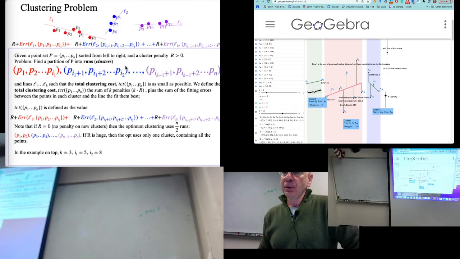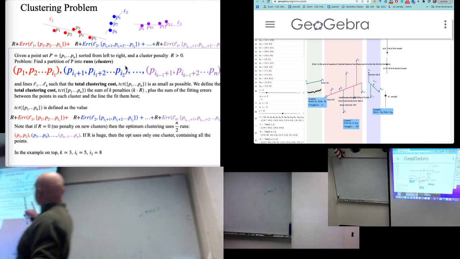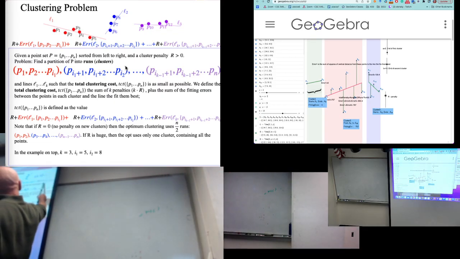Okay, so any questions about the definition of the problem? So the problem is, given our set of points sorted from left to right and given the penalty, which is, once again, there is no correct or incorrect value of penalty. It's what the user decides upon, or more likely the user slowly changes the value of R, the penalty, and sees how the number of clusters in the optimal solution changes.